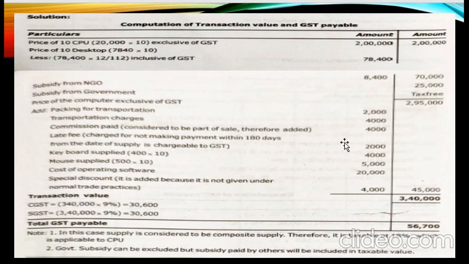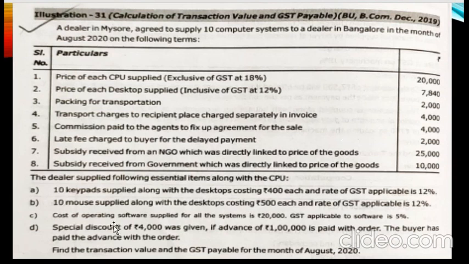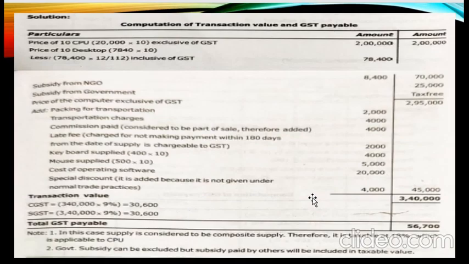After taking out all the expenses, we have other expenses. If you look into the question, 10 keypads supplied along with the desktops costing rupees 400 each, and the rate of GST applicable is 12%. So now, keypads are supplied. So 10 keypads. For each, how much is it? 400. So 400 into 10 will give you 4,000.